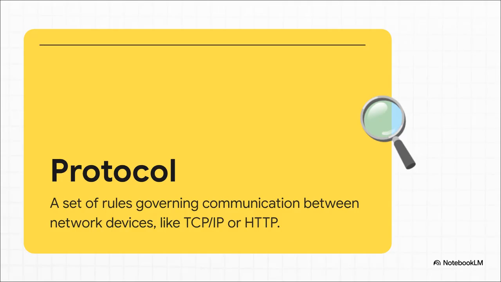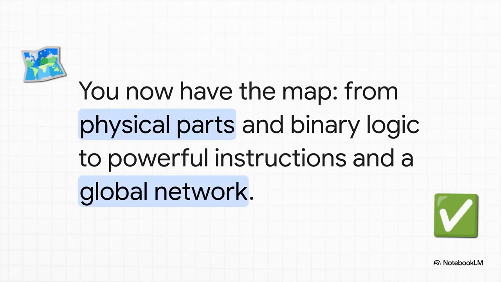But wait a second. How do billions of devices, made by thousands of different companies, all speak the same language without it being total chaos? The answer is protocols. A protocol, like TCP/IP or HTTP, is just a shared set of rules. It's like the official grammar of the internet. It's the reason a request sent from your phone in one country can be perfectly understood by a server halfway across the world.